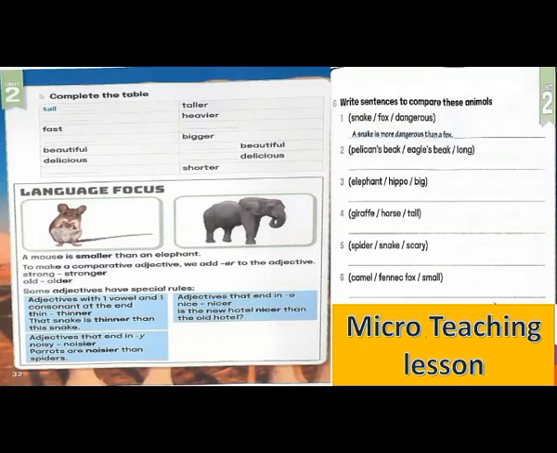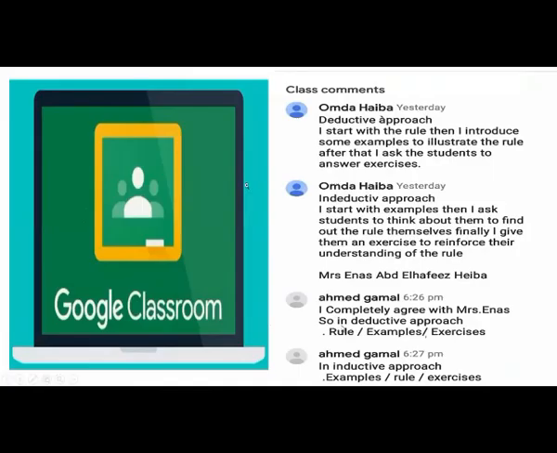What do you think, or what's your opinion about this? How can we introduce this lesson in two ways, as we said, inductive and deductive approach? So let's see what Mr. Ahmed Gamal said. So what's your opinion, Mr. Ahmed? I'll show you your answer. You can read it and explain it to us.